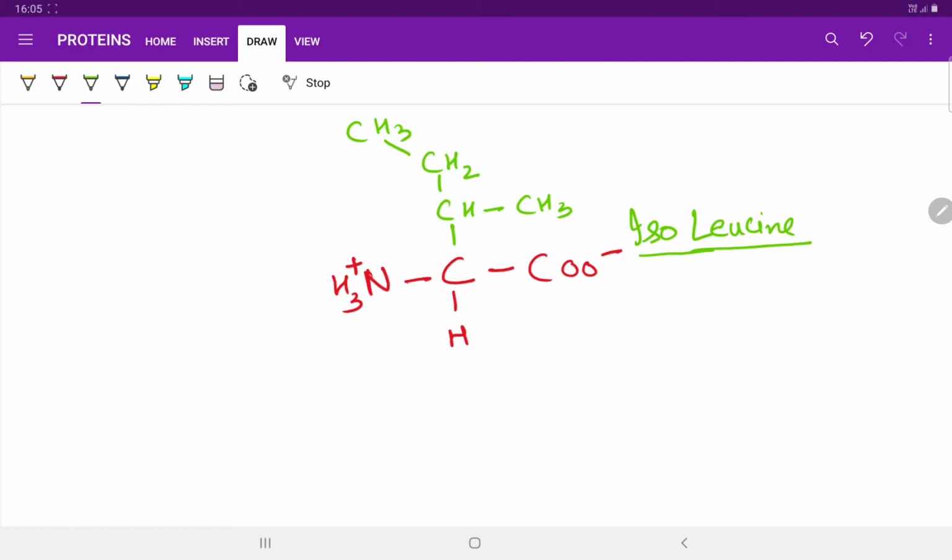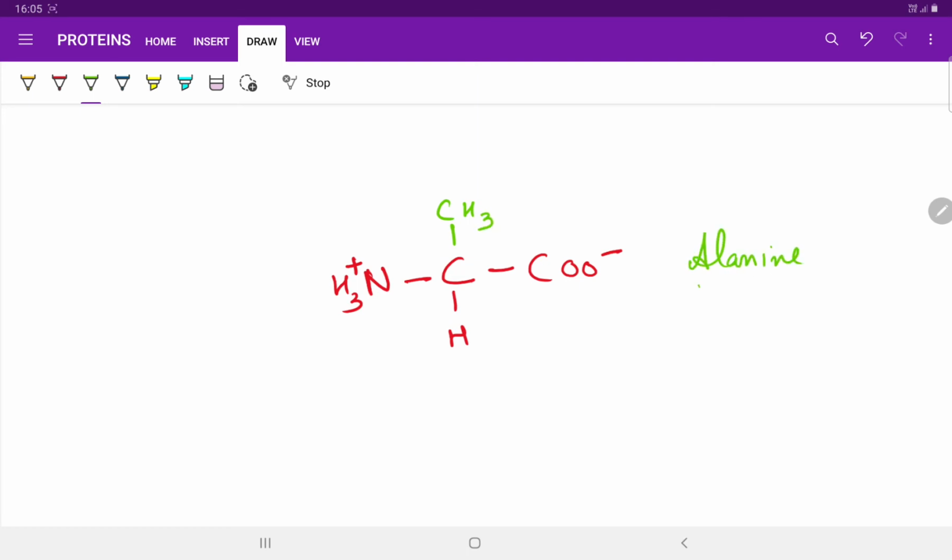Now just draw the structure of valine so that you can draw the structure of alanine. What is this? This is the structure of alanine. Now if to the structure of alanine an aromatic group is added here, then it becomes phenylalanine. We are adding a phenyl group, so it will become phenylalanine.